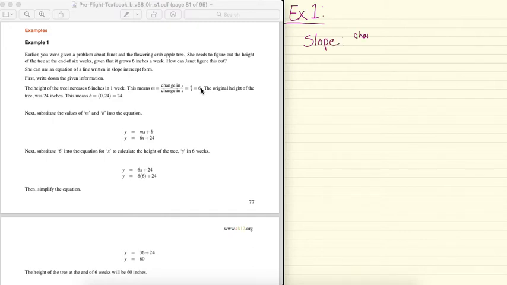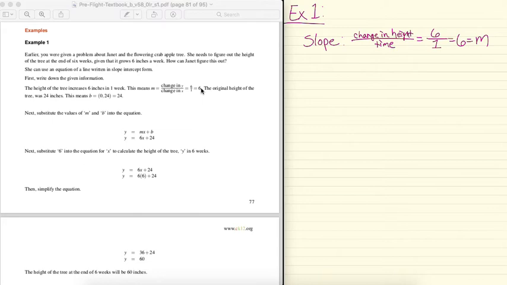where we're looking at our change in height, which is our y value, over our change in time, which is our x value. Well, we increase 6 inches every 1 week. And 6 divided by 1 is just 6. So that is our slope.